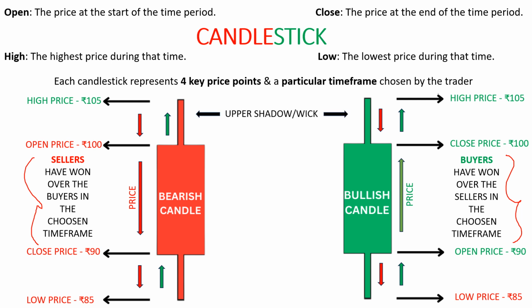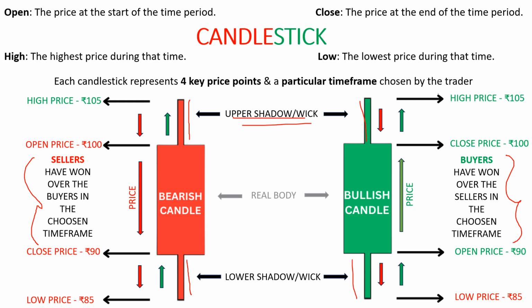Excellent. Usually whatever you see here is called the upper shadow or a wick, like how we have it in our candles. This is called the lower shadow or wick, and this is the actual body of the candle, from here to here. Understood?